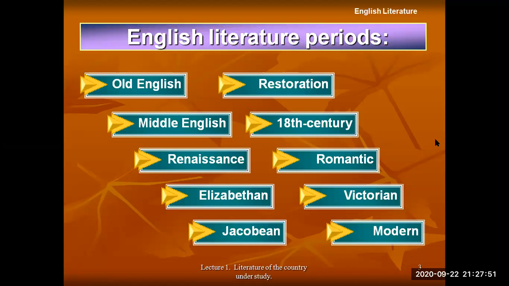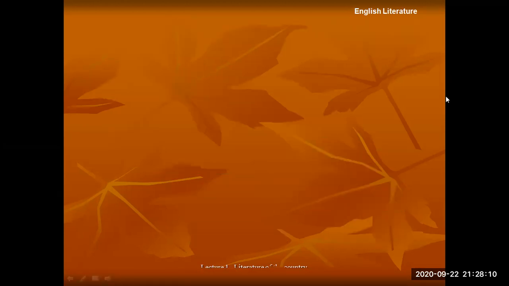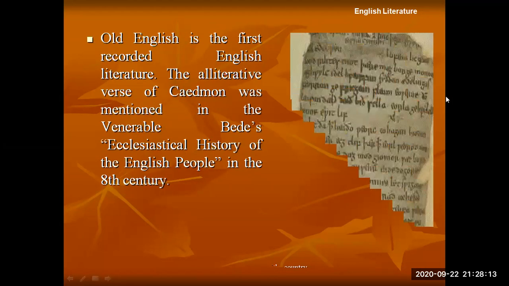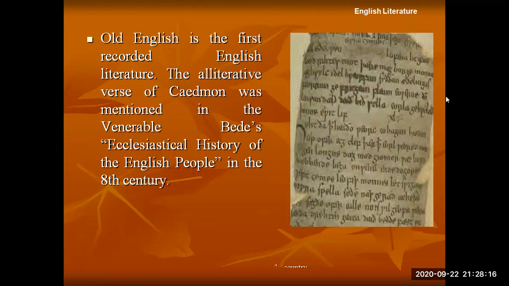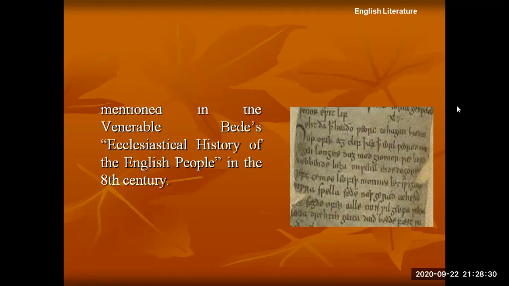English literature periods are divided into the following: Old English, Middle English, Renaissance, Elizabethan, Jacobean, Restoration, 18th century, Romantic, Victorian, and Modern. Old English is the first recorded English literature. The alliterative verse of Caedmon was mentioned in the Venerable Bede's Ecclesiastical History of the English People in the 8th century.